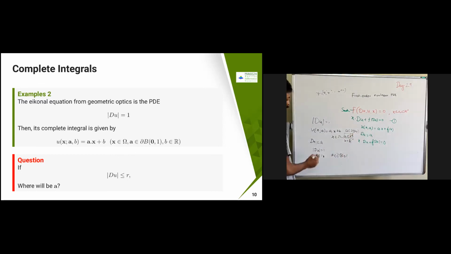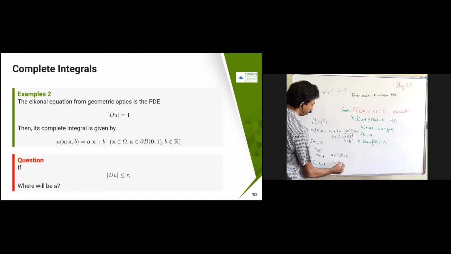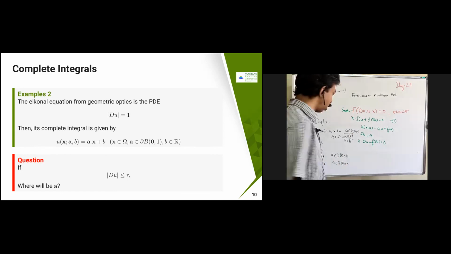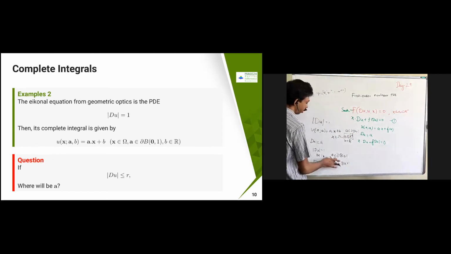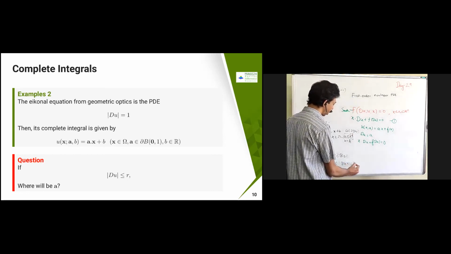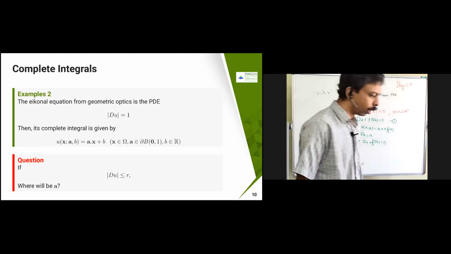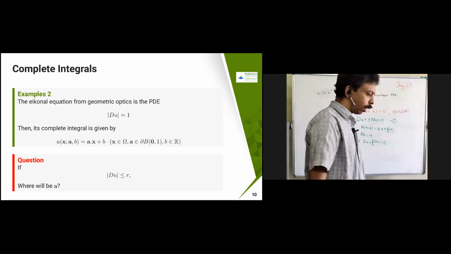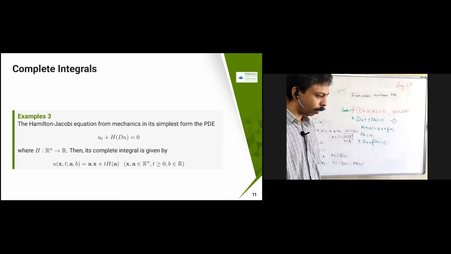Now suppose I am just solving this problem, Du equal to R. Then where does a belong? A belongs to the boundary of B(0, R). So instead of that, if I replace it with less than or equal to R, where will it belong? Inside and on the boundary both. So it belongs to the ball B(0, R) union its boundary. Okay, next one. One more is there.